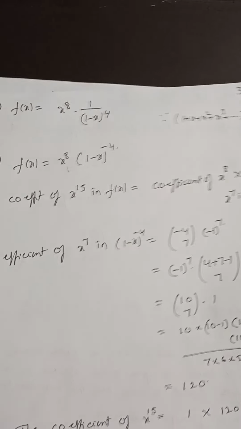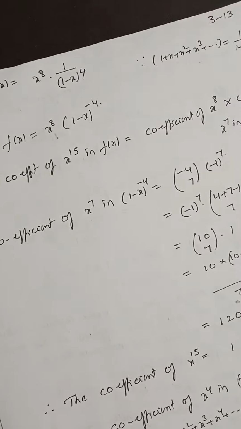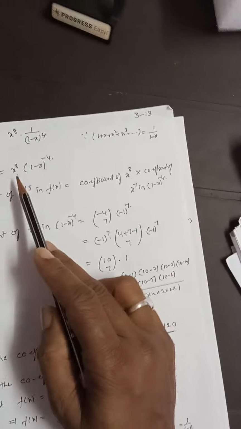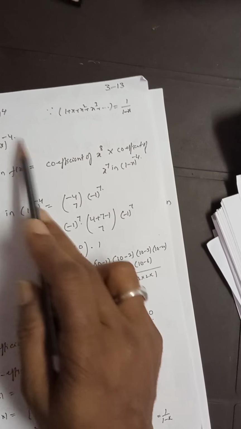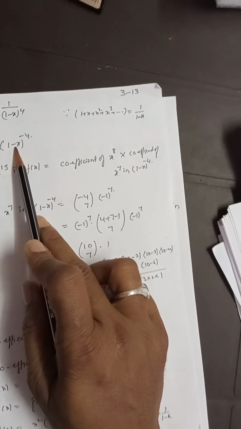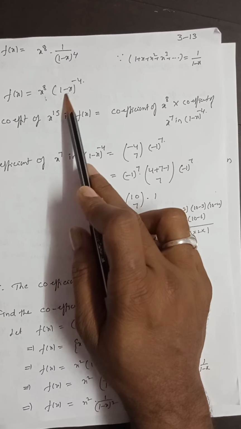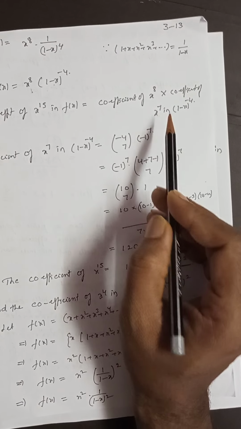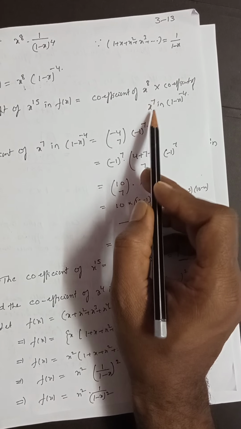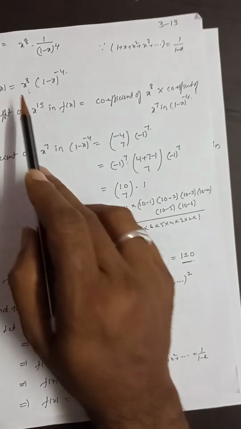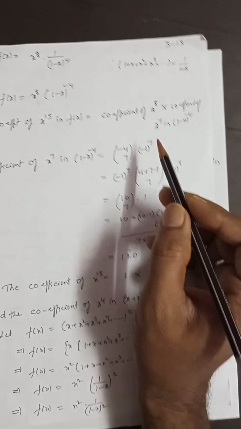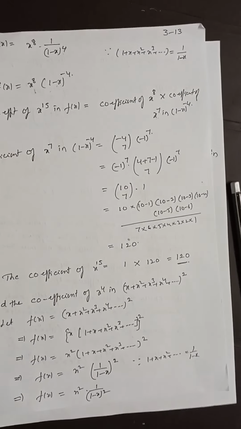Minus 4. Now our aim is to find the coefficient of x to the power of 15 in f of x, but here f of x is a product of two functions, right? Here the coefficient of x power 15 in f of x is nothing but the coefficient of x power 7 in this expansion, times x power 8. If you expand (1 minus x) whole to the power of minus 4, there is one term whose power is x power 7. If you multiply that x power 7 into x power 8, you will get x power 15. We have to find the coefficient of that term, that means x to the power of 15.